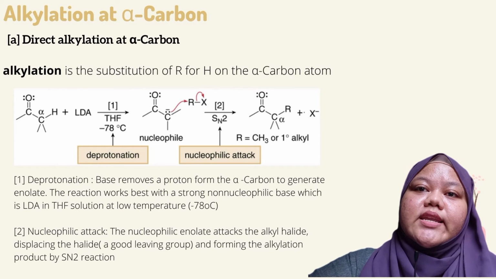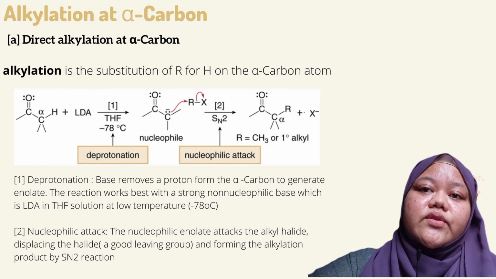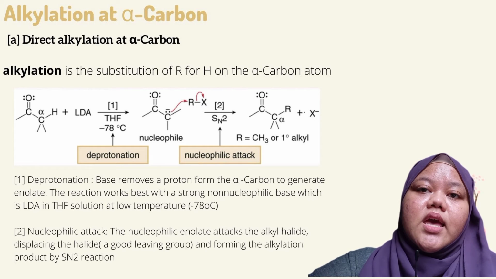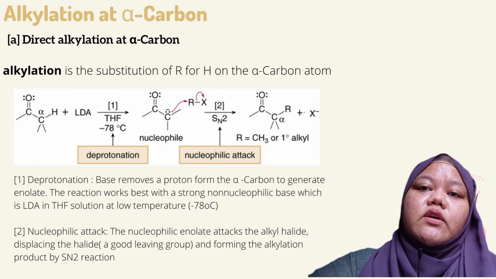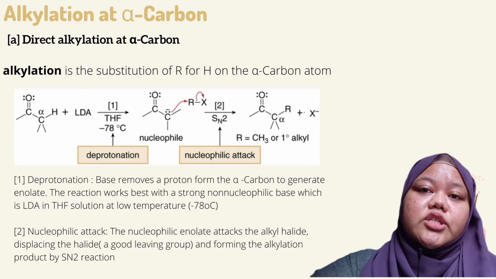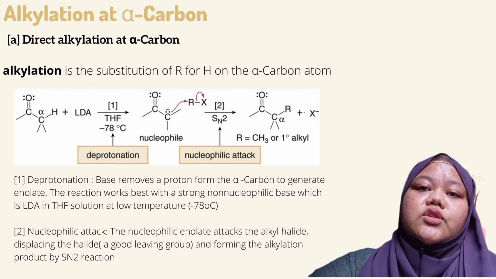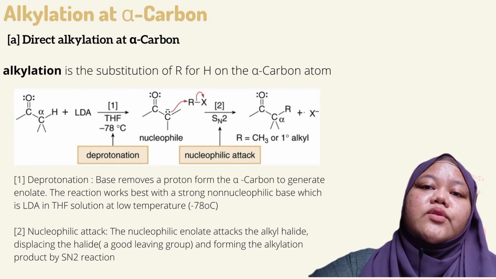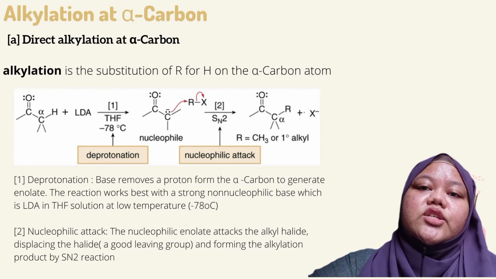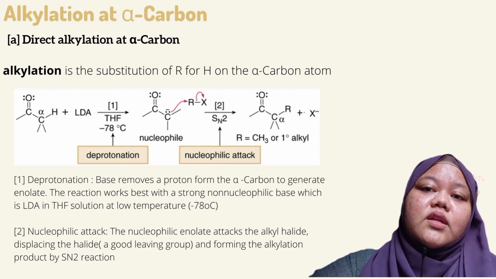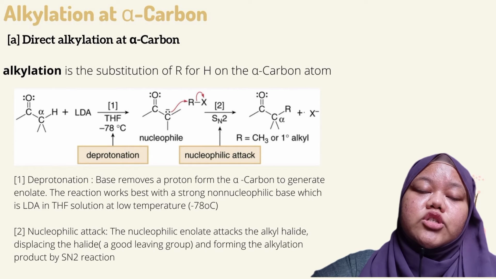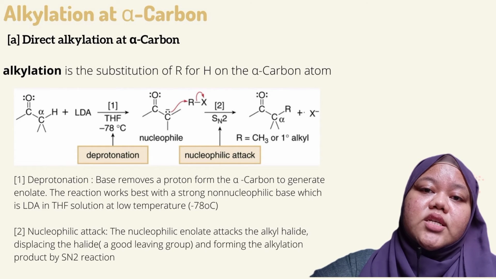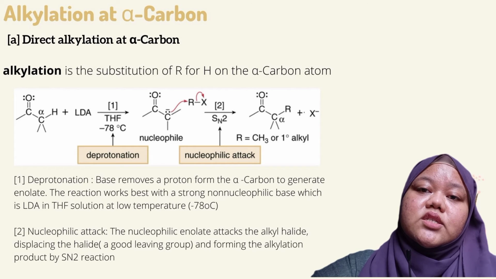So, the alkylation at the alpha carbon. There are three other reactions. I choose the direct alkylation at the alpha carbon. Alkylation is the substitution of an R group for hydrogen on the alpha carbon atom. First is the deprotonation: a base removes a proton from the alpha carbon to generate an enolate. The reaction works best with a strong non-nucleophilic base, which is LDA in THF solution at a very low temperature, negative 78 degrees Celsius.